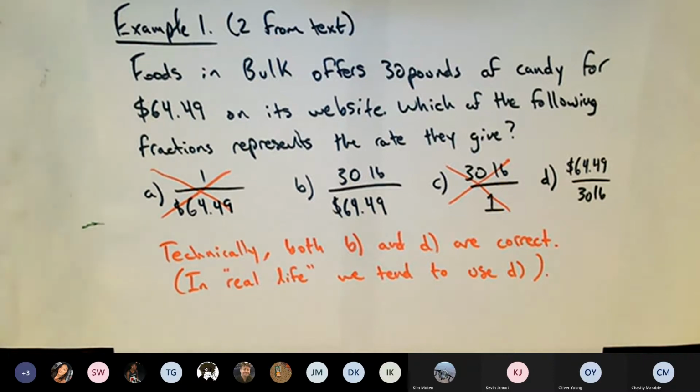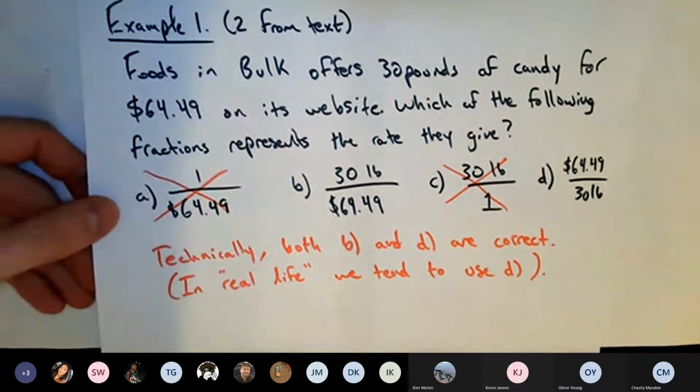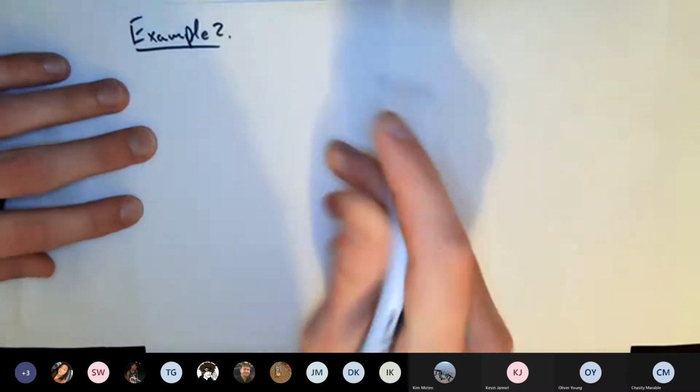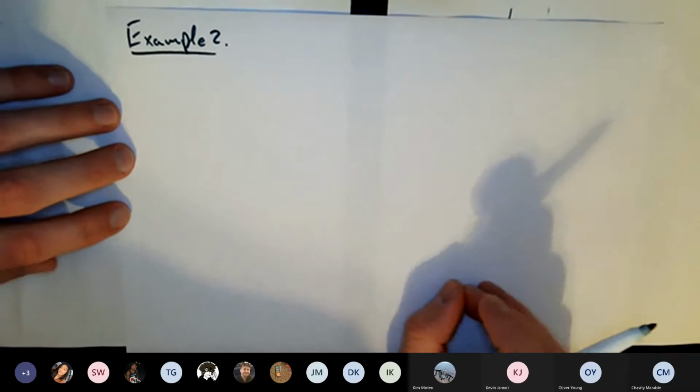So, let's talk a little bit about unit rates and what those are and why they're useful. Example 1 was just about identifying what a rate is, how it should look, and how it can go wrong if you try to write it down. Okay, so example 2 now. We're going to have a rate given in words, and we're going to use that to find the unit rate.